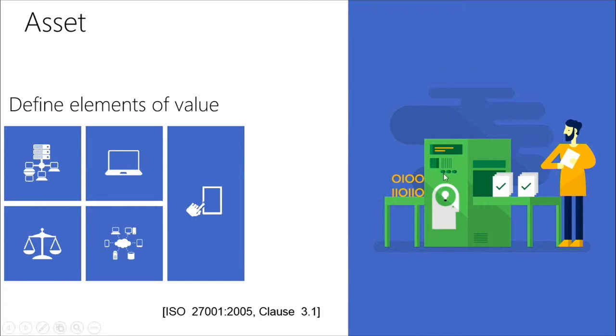Financial and assets, just think about your assets. And ISO 27001, clause 3.1 is defining elements of value. Of course, we are talking about IT security here, and IT security is about anything. So okay, we are IT professionals, but what are our end users doing here? Producing data, producing information. Yeah, it's all about the information.